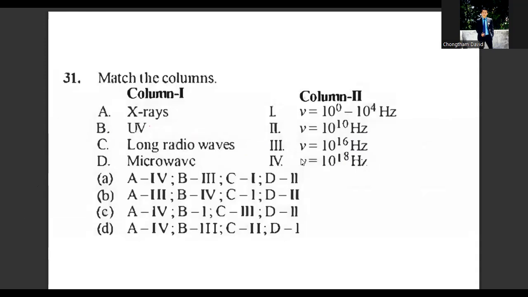Question 31. Match the column. Match correctly. X-ray has approximately 10 to the power 18. UV will have power 16. And this long wave 10 to the power 0 to power 4. Microwave would be 2. So if A4, B3, C1, D2 combination, that means A is the answer for question number 31.